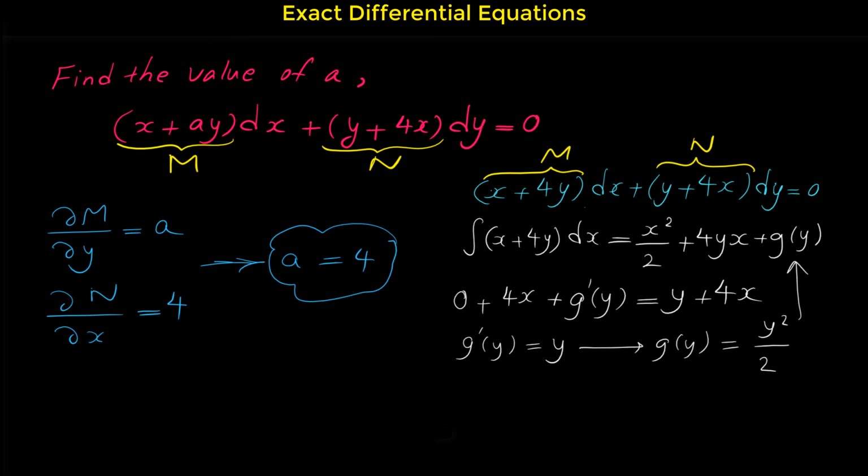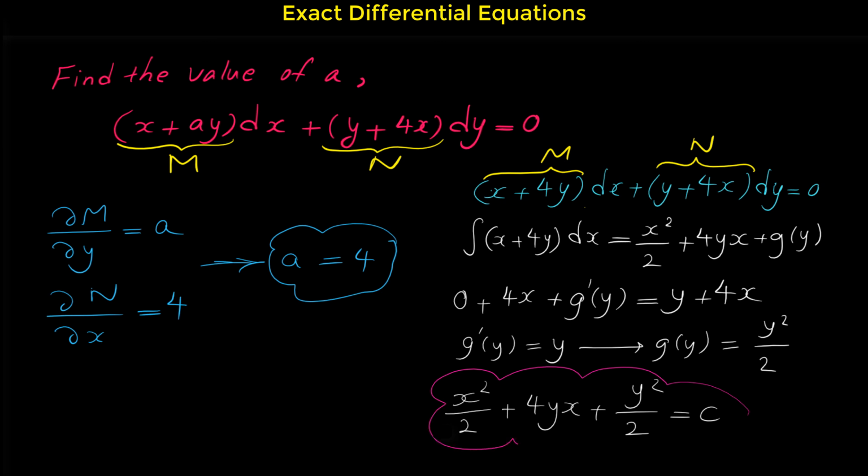the solution of the differential equation is x squared over 2 plus 4yx plus y squared over 2 equal a constant like c. And so this is the solution of this exact differential equation. Another way that we can find this solution is to use the shortcut method.